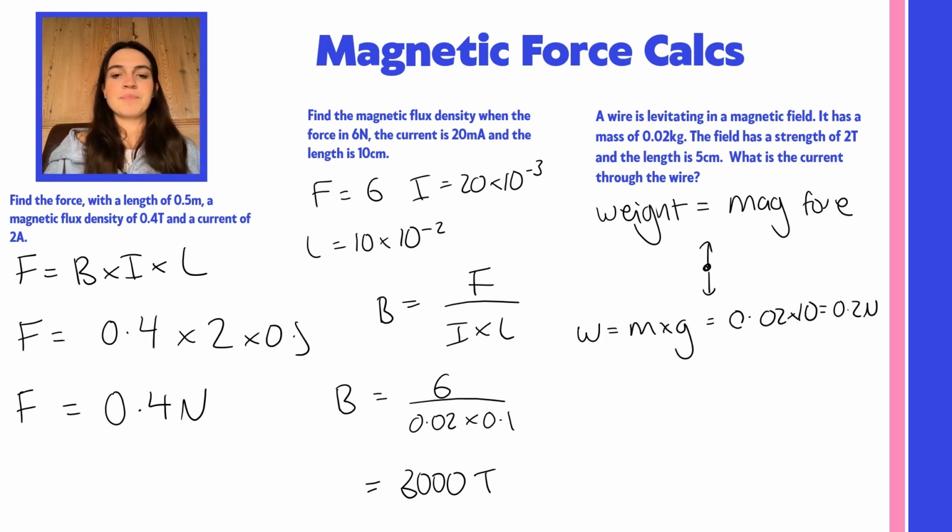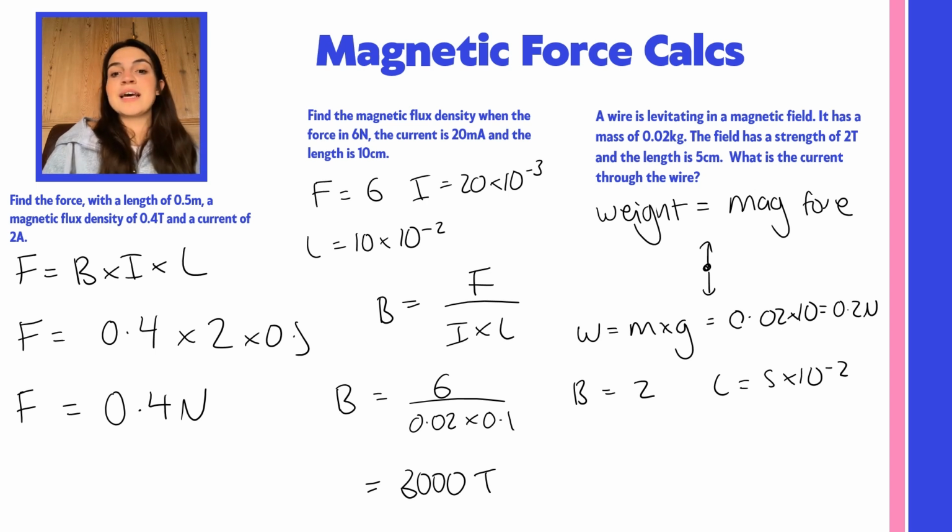So let's do that. Weight is mass times g, 0.02, that was my mass, times g is 10, gives me 0.2 newtons. Okay, fine. And then what other information did I have? I had B, my field strength, being 2. Remember, sometimes it can be called flux density, sometimes it can be called field strength. It's the same thing as long as it's measured in Tesla and given that symbol B. And then my length here, 5 centimeters, so I need it in meters, 5 times 10 to the minus 2.